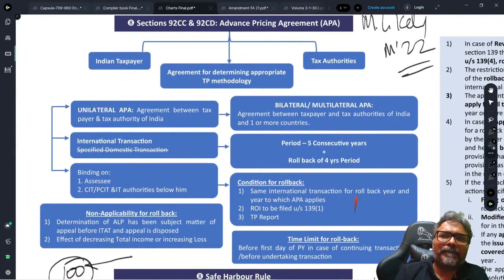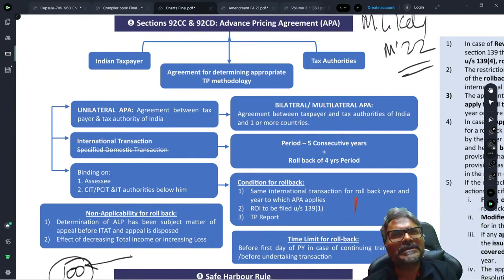Come to this APA. Big hit, and the most important one for May 22. Students, as you can see, there is a huge dispute in the transfer pricing chapter, which we all see in all the transfer pricing related cases. One of the most effective mechanisms to reduce or to eliminate any transfer pricing dispute is the APA. One of the most effective remedies, students, is the APA.